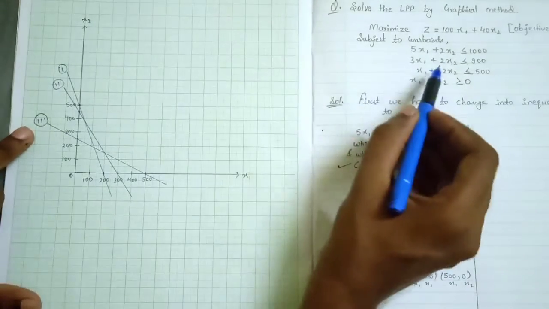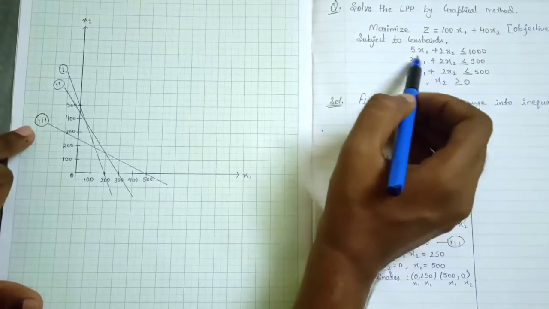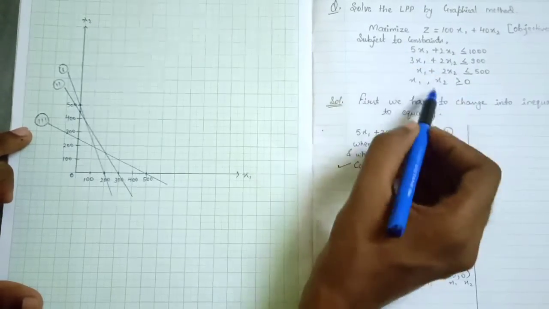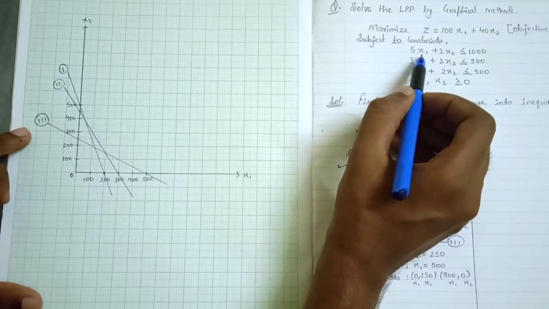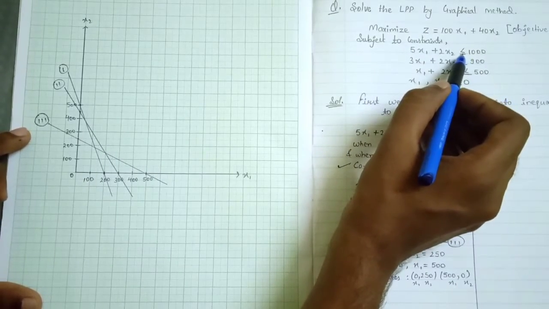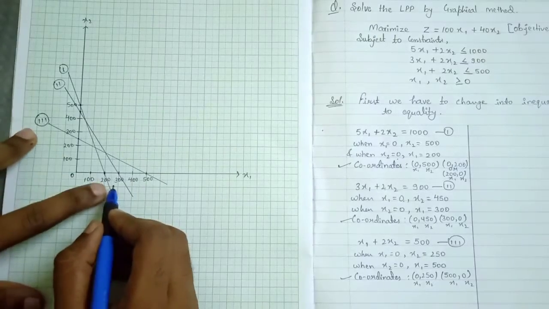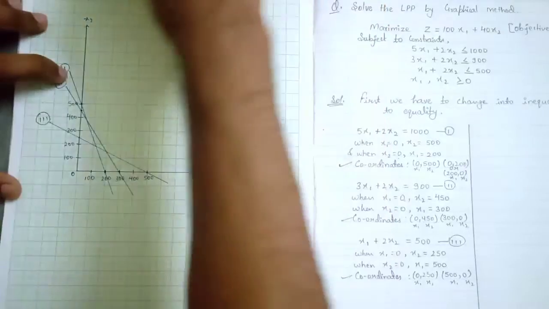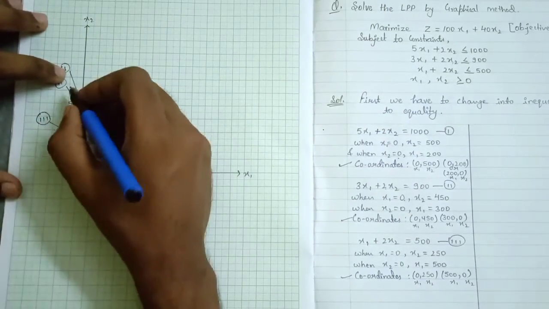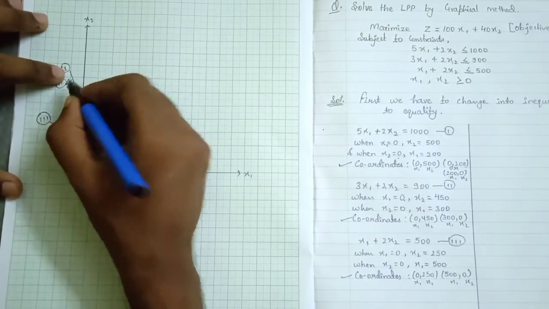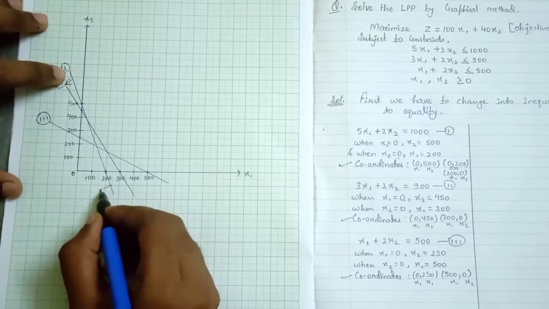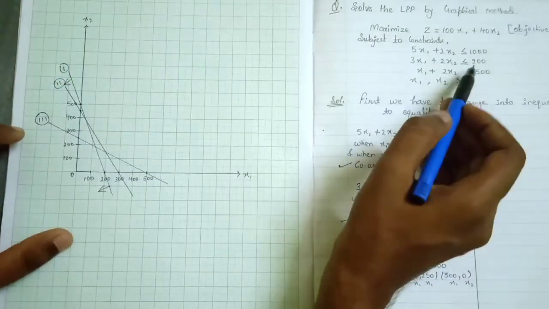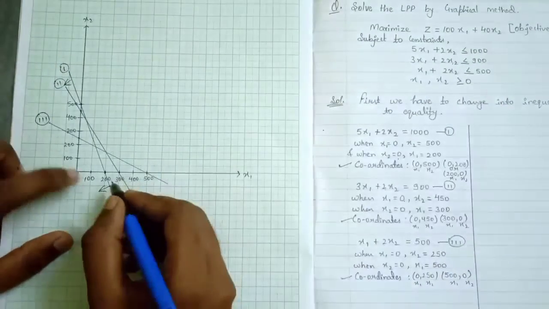After this we have to look at the question and see that it is a maximization question. The objective function is maximize. In that, for the less than sign in equation 1, this is the first equation line, and we have to make an arrow like this.